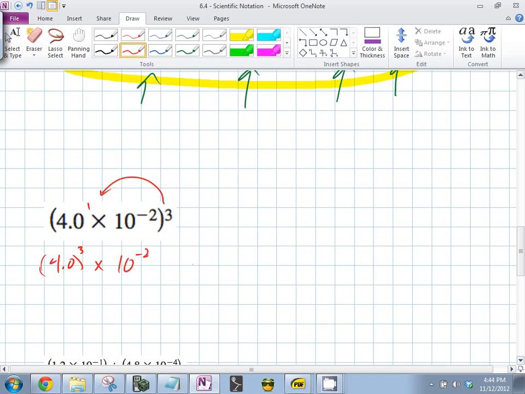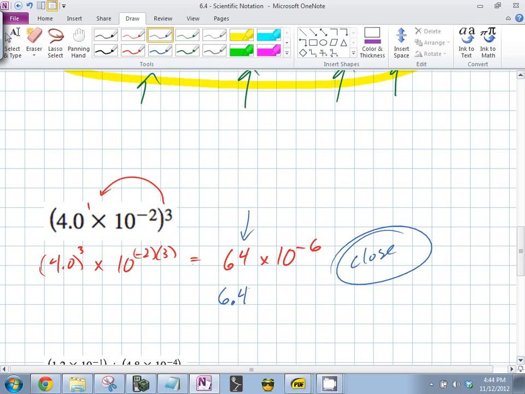And this is not in scientific notation, but it's close. It's close, because 64 is greater than 10, but 10 to the negative 6 is okay. So let's make 64 10 times smaller by making it 6.4. But if we make that 10 times smaller, we need to make the other one 10 times bigger. We need to multiply 10 to the negative 6 times 10 to the first. And that's going to be 10 to the negative 6 plus 1, which is 10 to the negative fifth.